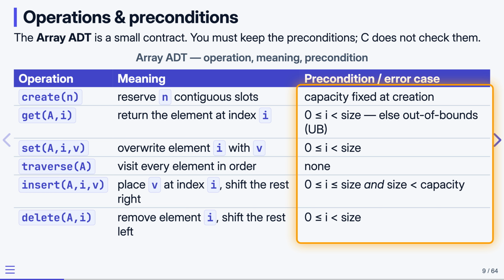Notice this whole right column. These are the preconditions. Keeping them is your job, not the array's. If you break one, C will not warn you.